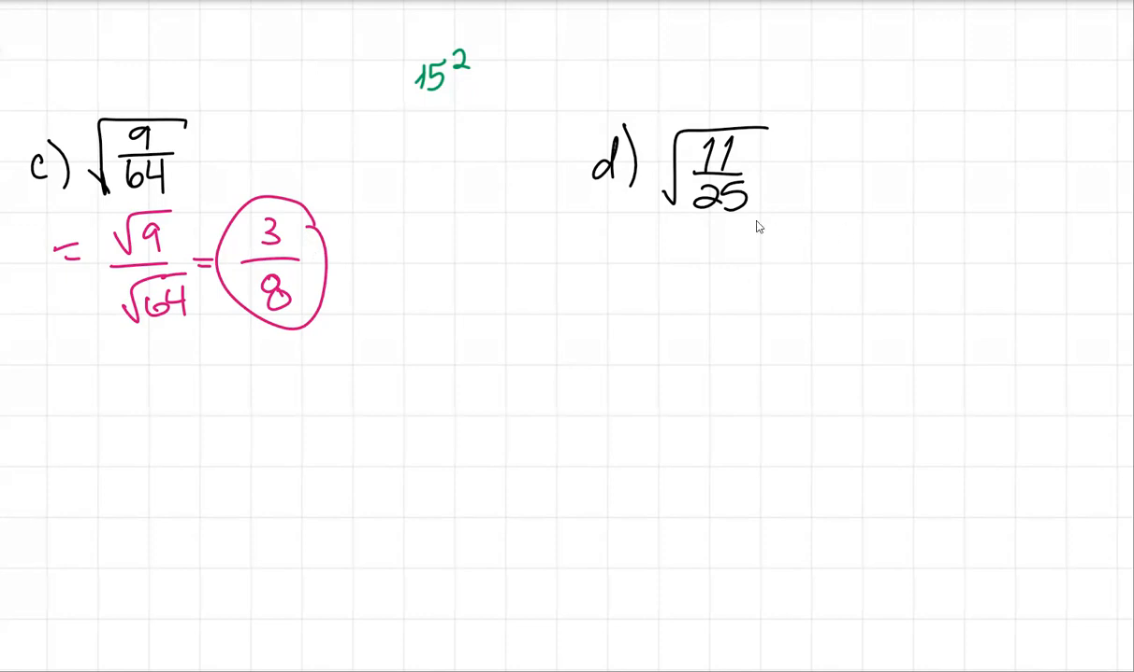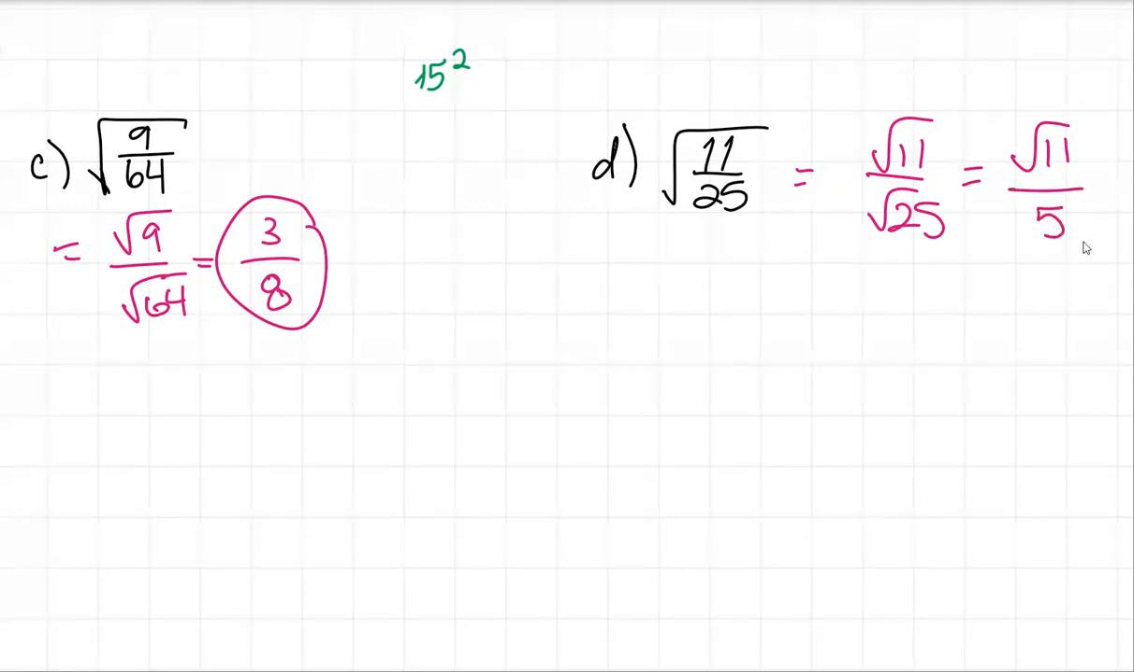Last one for these examples, I can rewrite this as square root of 11 over square root of 25. And the quotient property tells me that I can rewrite this as the square root of 11 over the square root of 25. There's no nice square root of 11, but square root of 25 is 5. So there's my answer. Sometimes you'll still have a radical like you had up there, but that's okay.